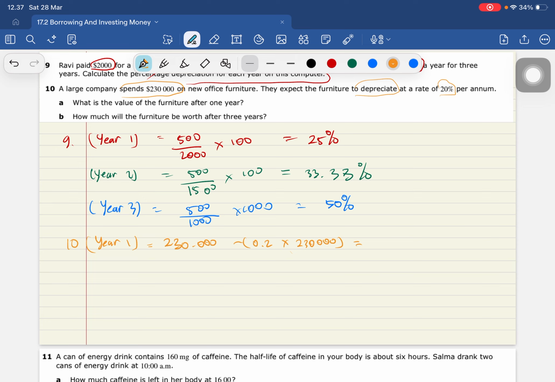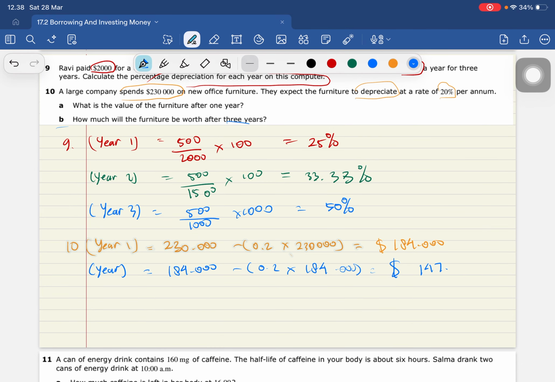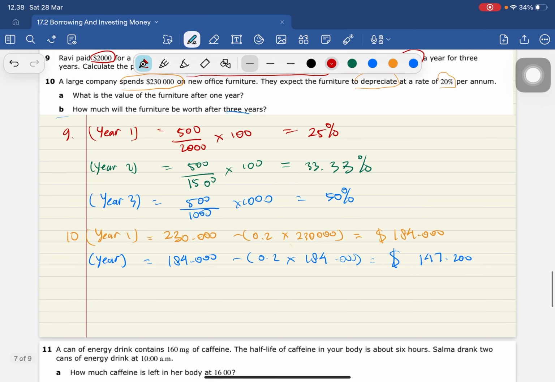So after 1 year, the price is going to be 184,000. For part B, we need to find the price after 3 years. Let's check the second year. The initial price is 184,000 minus 0.2 times 184,000, so we will get 147,200.